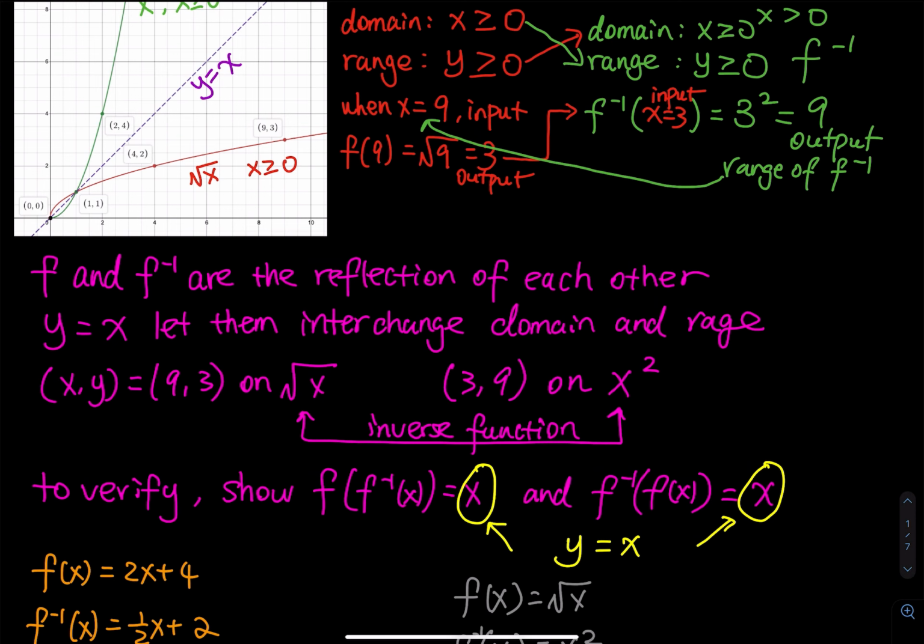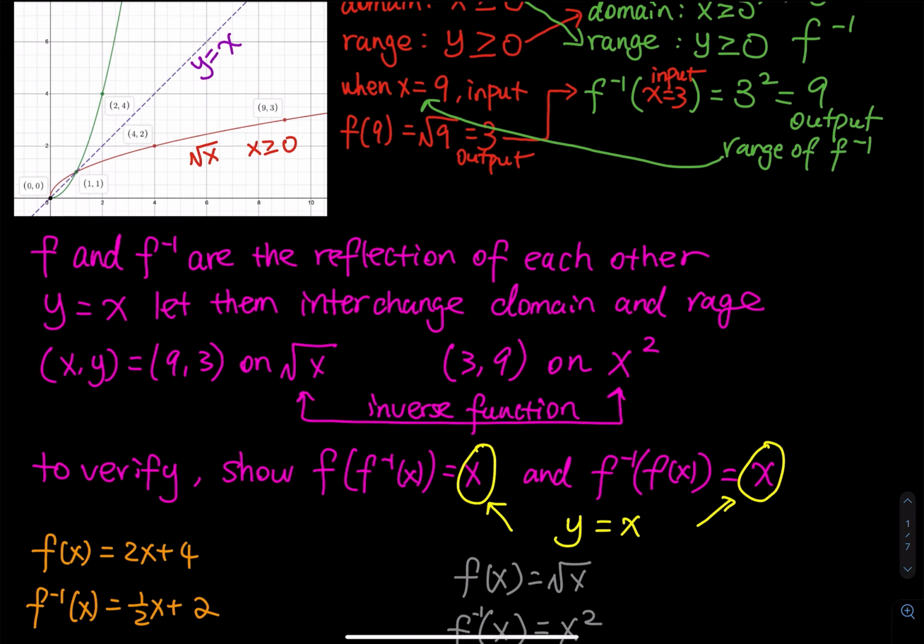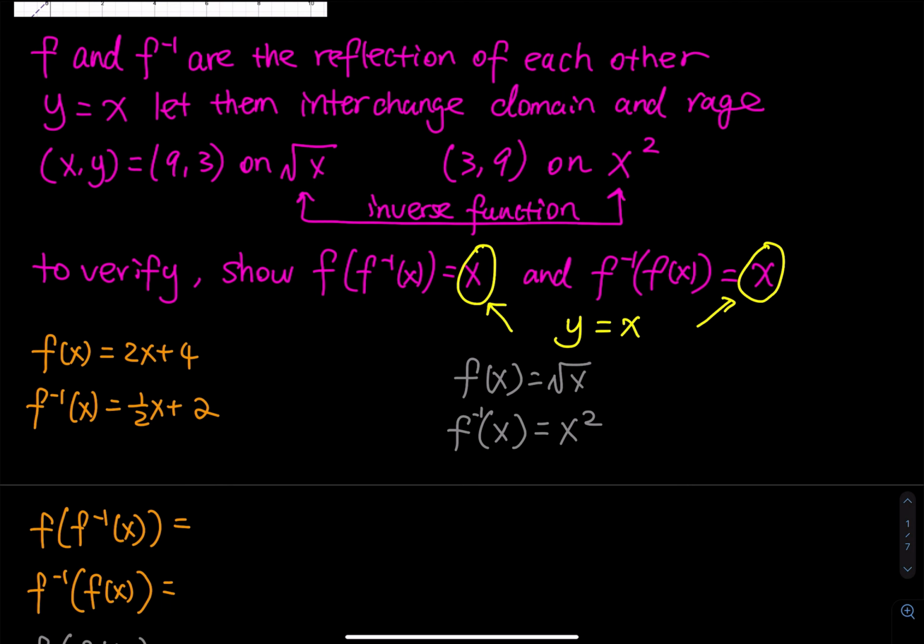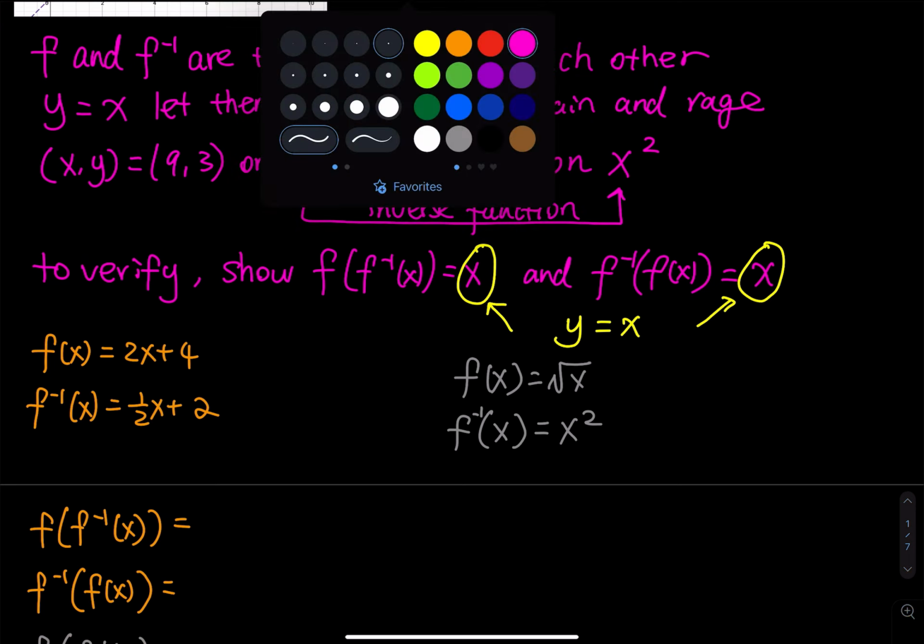Why do we need to know y equals x? Why don't we just say that there exists a reflection? Here is why we need to know y equals x, because that helps me verify that they are inverse functions. When you verify inverse functions, you have to do a composite function: f of f inverse is equal to x, and f inverse of f is equal to x. So I gave you these two sample functions. Let's do a quick verification.